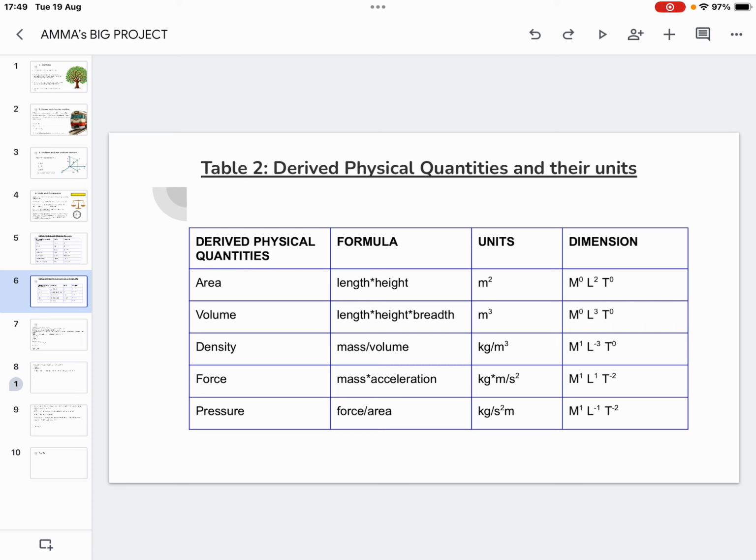Pressure is force per unit area. Its unit is kilogram per meter per second square, and its dimension is M1 L to the power minus 1 T to the power minus 2.